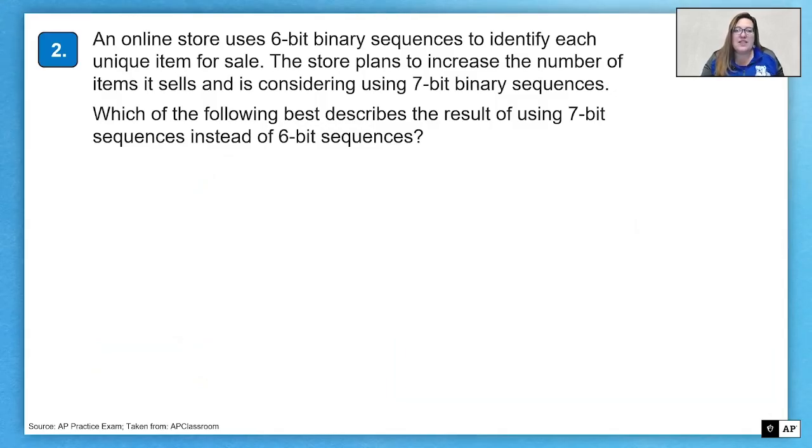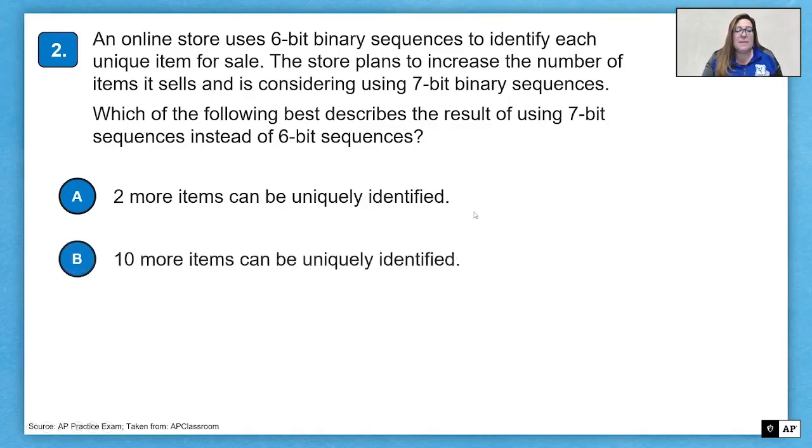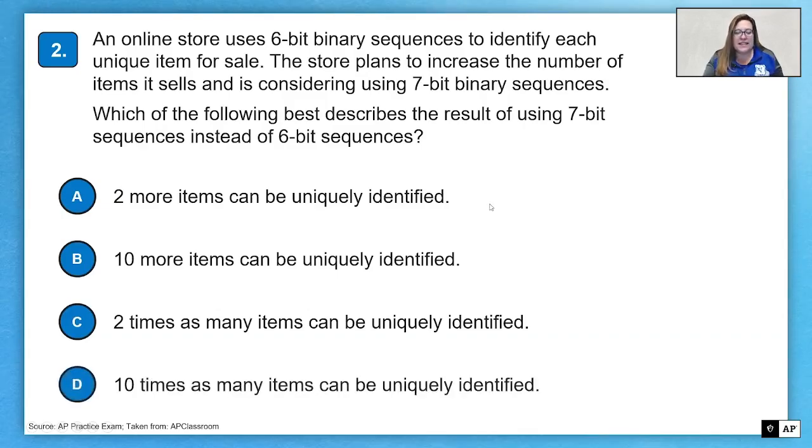For 2, an online store uses 6-bit binary sequences to identify each unique item for sale. The store plans to increase the number of items it sells and is considering 7-bit binary sequences. Which of the following best describes the result of using a 7-bit versus a 6-bit? A. 2 more items can be uniquely identified. B. 10 more items can be uniquely identified. C. 2 times as many items can be uniquely identified. And D. 10 times as many items can be uniquely identified.